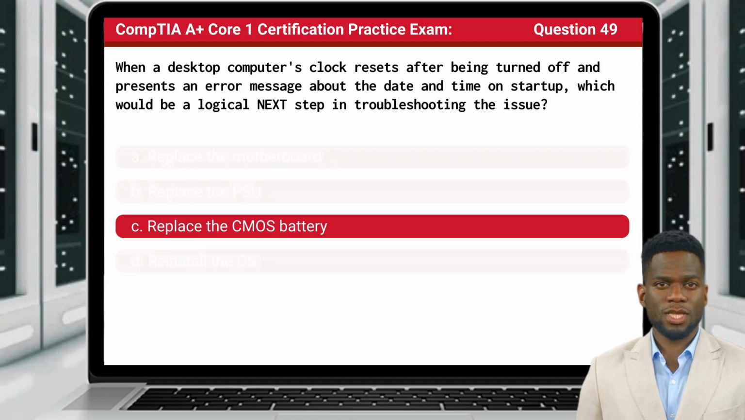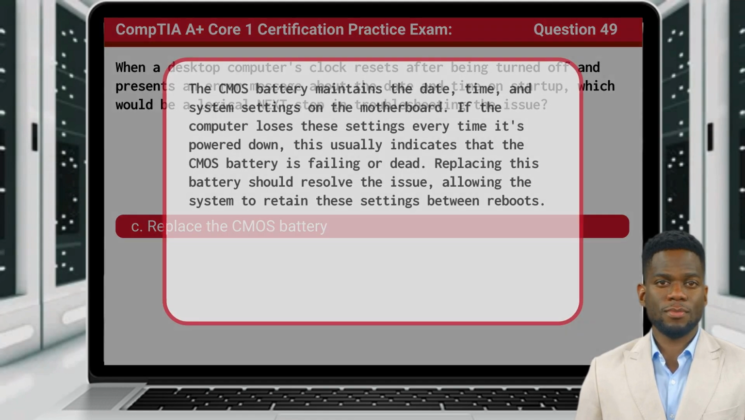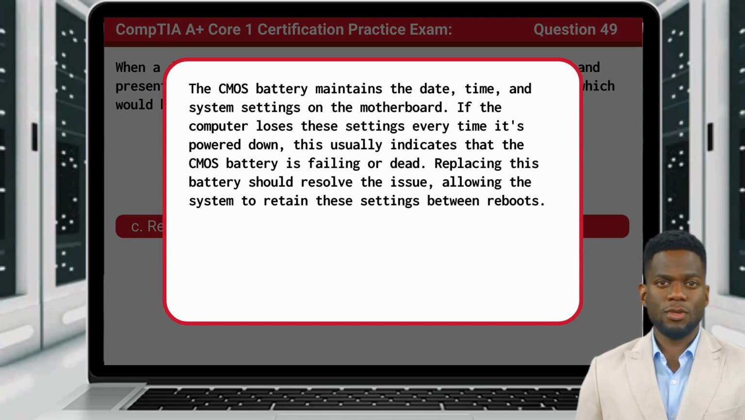The answer is C. Replace the CMOS battery. The CMOS battery maintains the date, time, and system settings on the motherboard. If the computer loses these settings every time it's powered down, this usually indicates that the CMOS battery is failing or dead. Replacing this battery should resolve the issue, allowing the system to retain these settings between reboots.